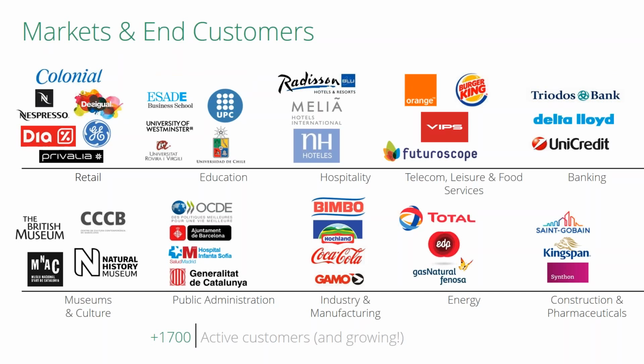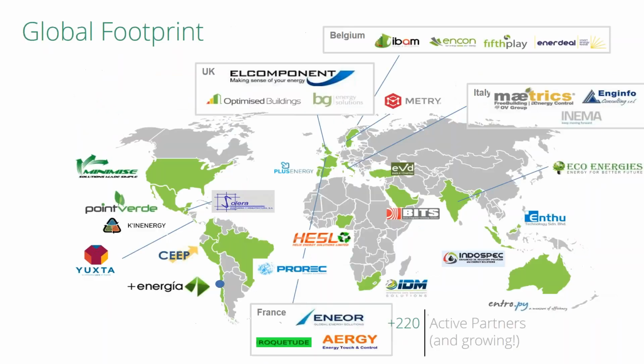And these are some of the companies around the world that are using our software. You'll find it in a wide variety of industries, from museums and culture to hospitality to education. Energy management is truly everywhere. Here you can see the global footprint of our partner community. These are our partners that distribute our energy management software around the world. It covers many continents and many countries, and this community is growing. If you are interested in joining our partner community, then get in touch with us at the end of the session. We're always happy to welcome new members.